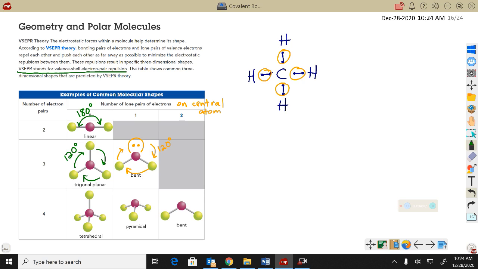What's really interesting is that the angles are all the way around. I mean, they're trying to draw a 3-dimensional shape here. The angles are 109.5 degrees. Do you have to memorize 109.5? No. But here's what I do want you to know. I want you to know that the angles are not 90.